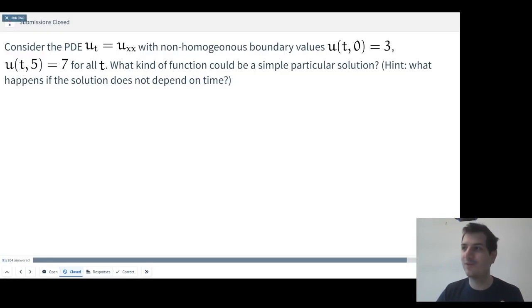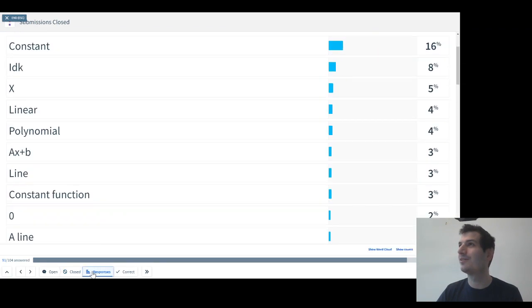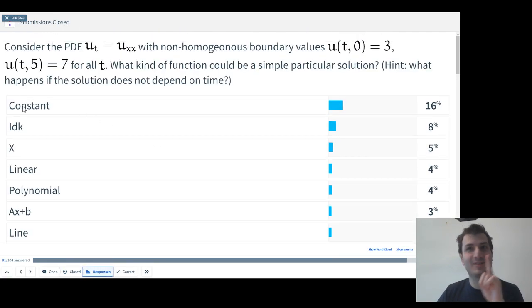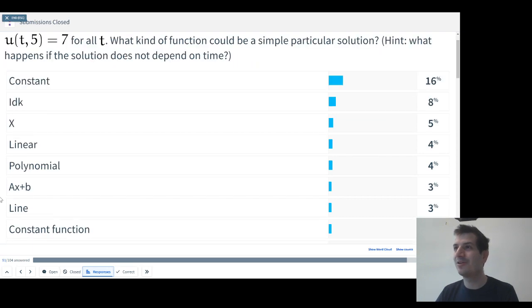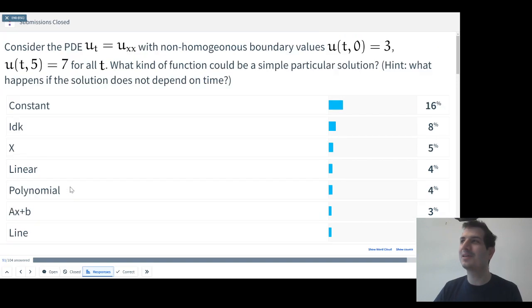Let's see if people figure this out. Constant is a good try. Oh, a couple people figured out linear. Some people figured out ax plus b. Polynomial, I think, is a good general answer. Line, so all of these are good. Constant turns out not to be quite good enough.